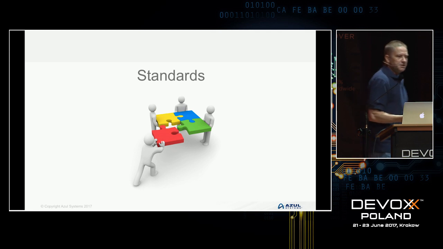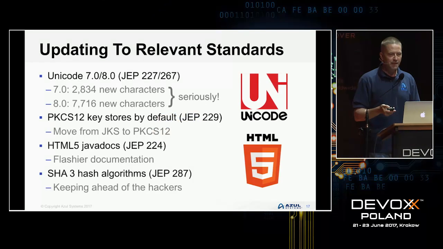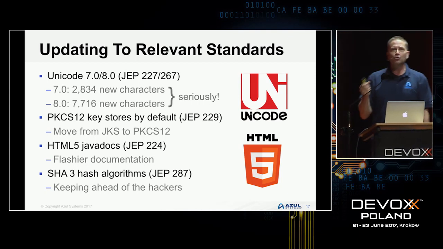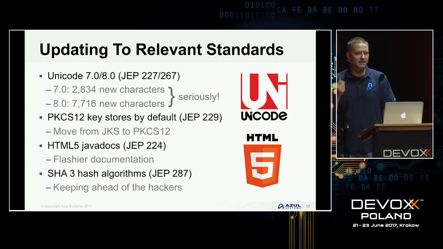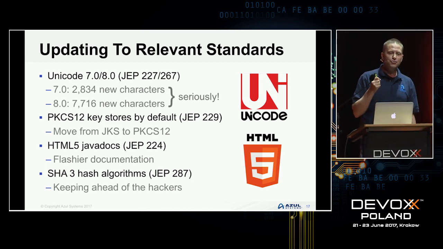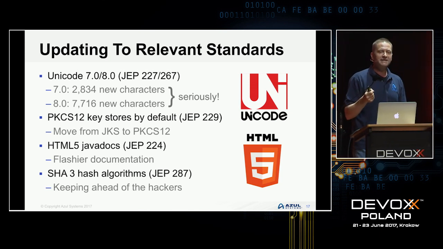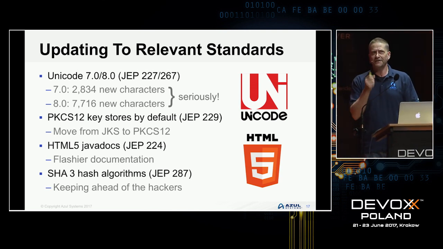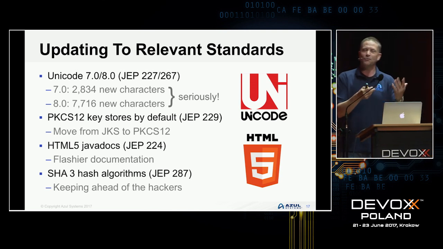Changes in terms of standards. There are many standards which Java adheres to, and some of these have been updated to account for the latest changes. So Unicode, this is one of my favorite ones. There have been two releases of Unicode since JDK 8, Unicode 7 and Unicode 8. Unicode 7 introduced 2,834 new characters. And then Unicode 8 introduced 7,700 new characters. And I thought to myself, okay, I need to know more about this. Where did all these symbols come from? Because most of the languages have already been covered.